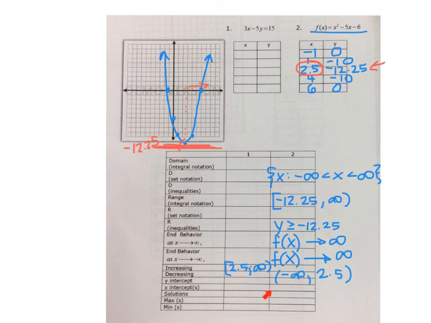Does it have an x-intercept? It actually has two x-intercepts, doesn't it? It has the x-intercept of (negative 1, 0) and an x-intercept of (6, 0). And those are also called solutions, so if you can write that in here.